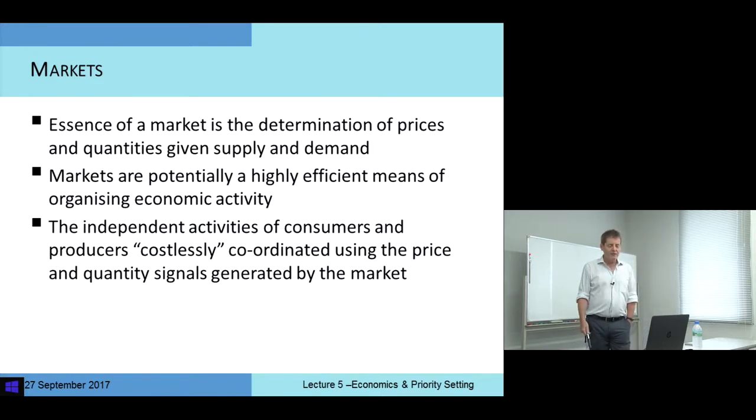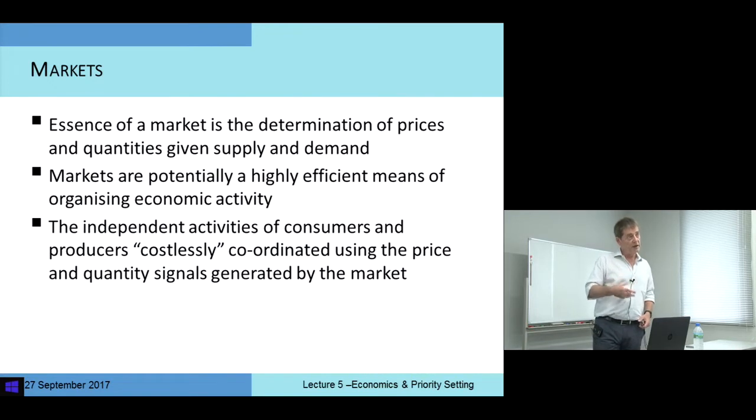Now, it seems to be so efficient because it coordinates all the independent activities of all the many consumers, the purchasers, of all the providers or suppliers of goods and services. It seems to coordinate their activities, as I say, almost costlessly. And the way it does this is the prices that are set by the market, the quantities that are bought and sold, act as signals to the participants.